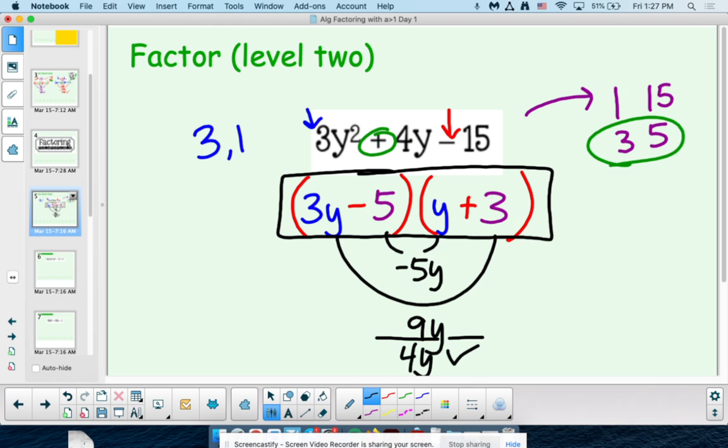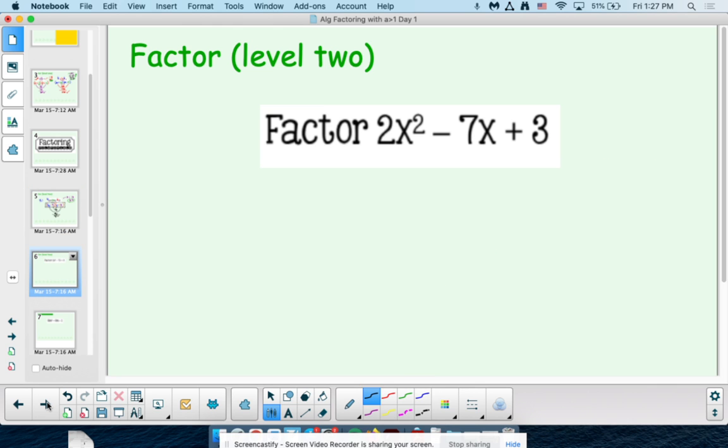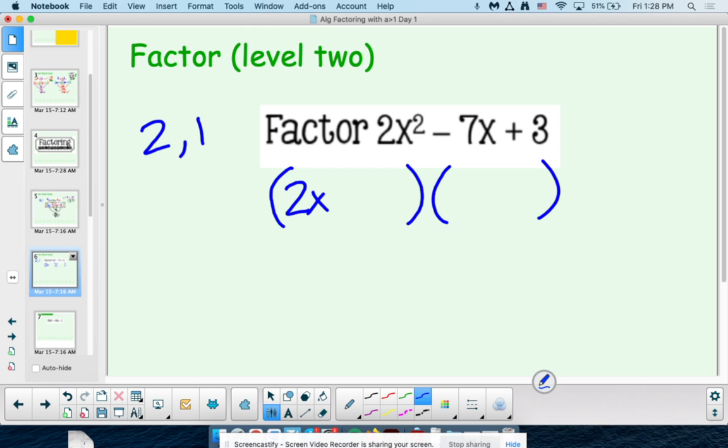Okay? Let's try another one. So again, level 2, we have a number out in front of our first term, which is okay. So again, we're going to throw in our parentheses. What's the only way to multiply 2 and 2, you guys? It's a 2 and 1. So that's all right. So I know I'm going to have a 2x and an x.